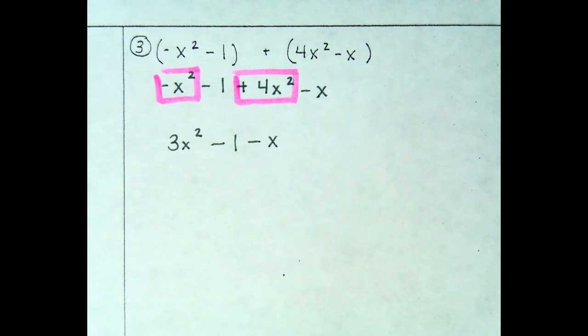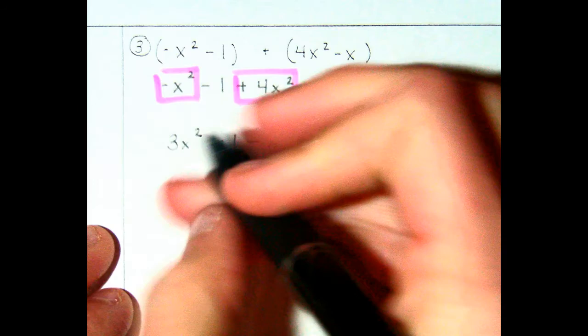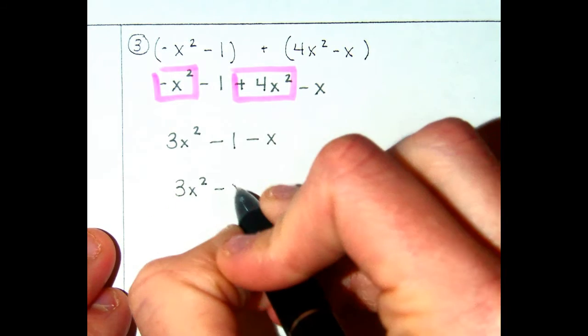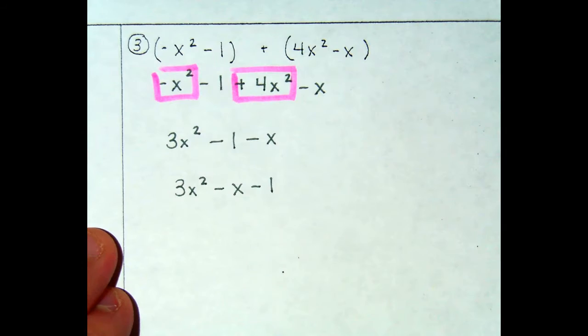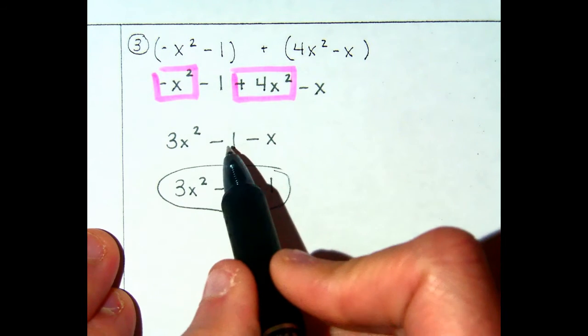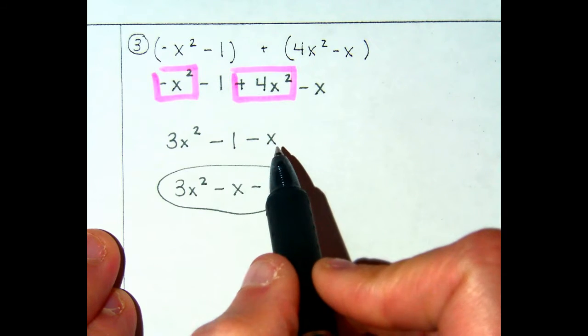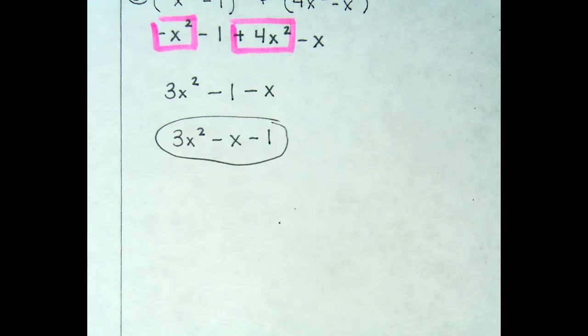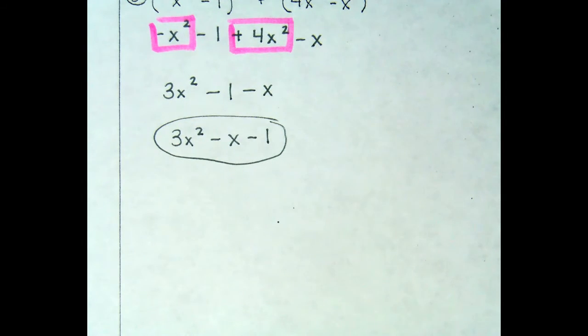Am I finished? What's wrong with this? It's got to be in standard form. X squared, then x, then a number. Most of you probably did that in this step, right? That's fine. I just wanted to make a point. You know how that is. Okay, we're going to look at number 4, which those are z's.